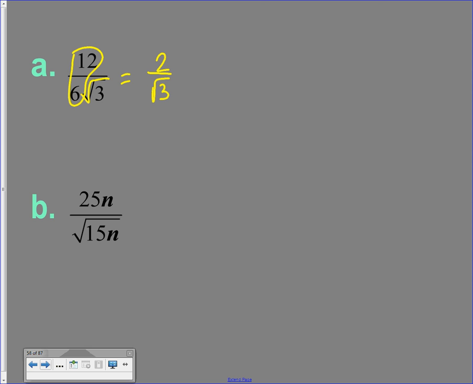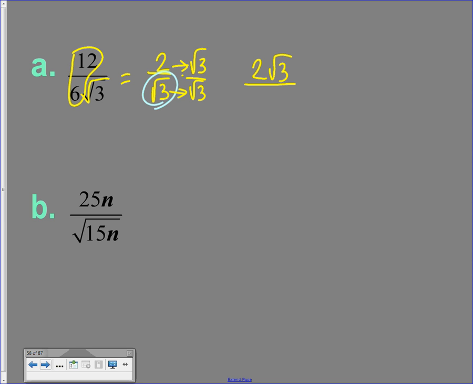Now the whole process of rationalizing the denominator means I'm going to multiply the top and the bottom of this fraction by the square root of 3. Whatever is in your denominator is what you're getting rid of, and that's what you're going to multiply by. Remember, you multiply straight across. So that's going to give me 2 times the square root of 3 on the top, and then the square root of 3 times the square root of 3.